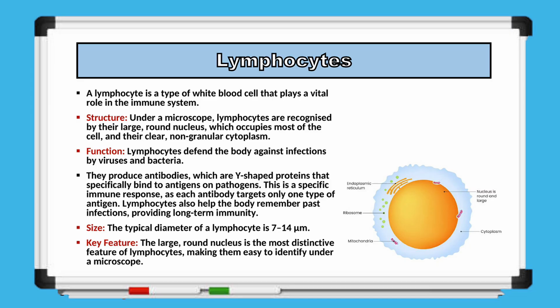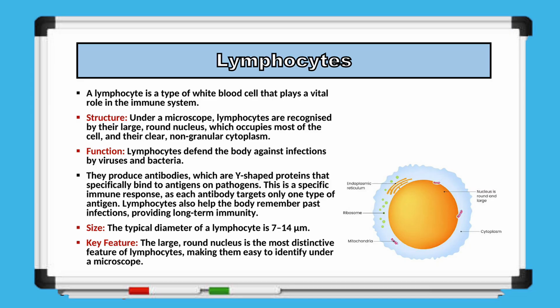Functionally, lymphocytes protect the body against infections caused by viruses and bacteria. They produce antibodies, Y-shaped proteins that attach specifically to antigens found on harmful pathogens. This response is highly specific, as each antibody is designed to target only one particular type of antigen. Lymphocytes also contribute to long-term immunity by remembering infections the body has encountered before.